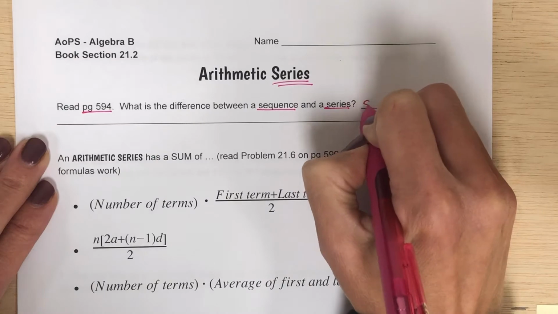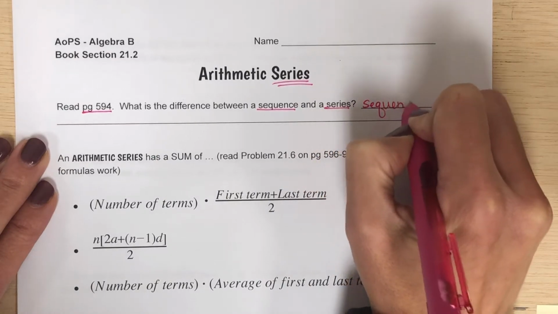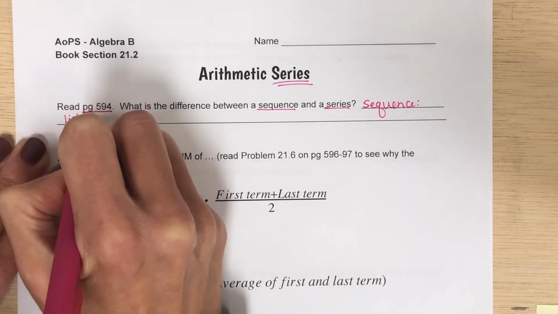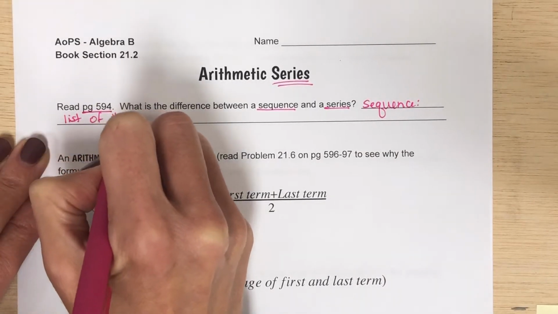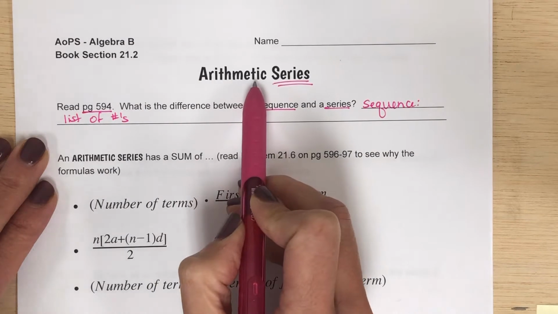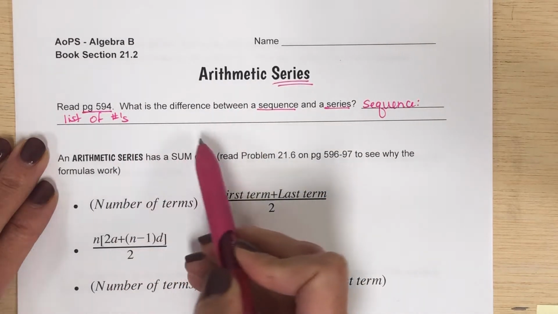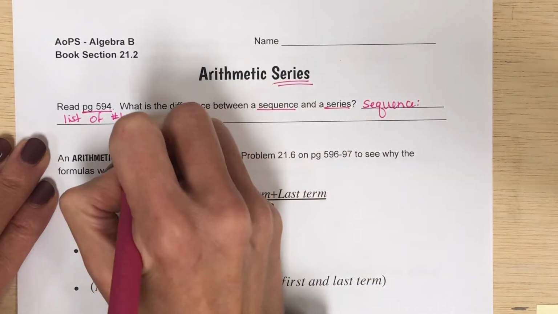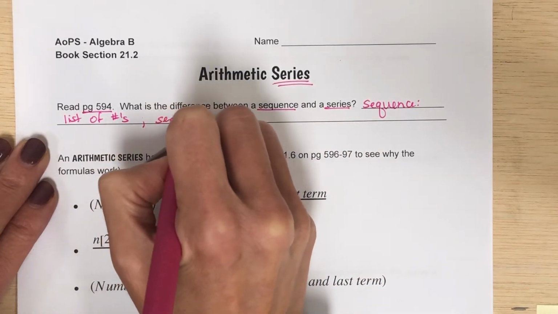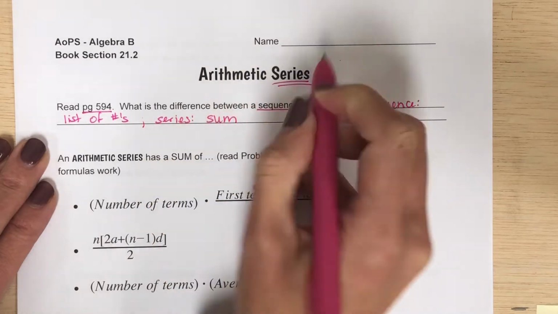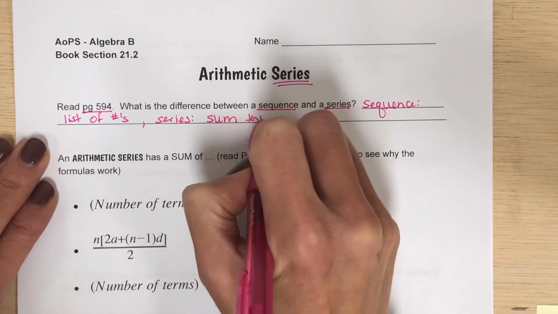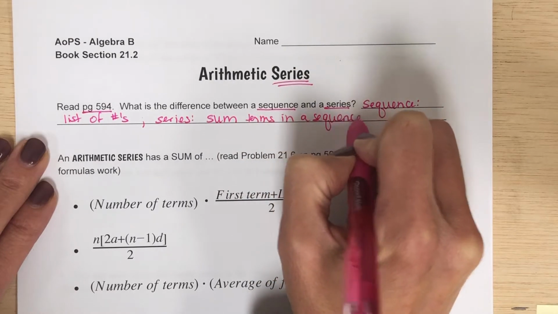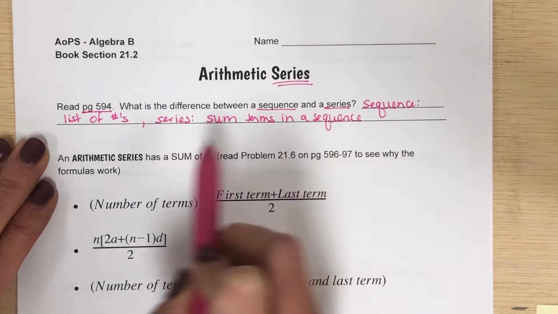All right, so just a reminder, a sequence, what we just did in the previous section, is just a list of numbers. And in this particular case, we're talking about arithmetic sequences, so it's a list of numbers that are being added or subtracted by the same amount each time. And a series is the sum of all of the terms in a sequence. So we're taking all of those terms and we're adding them up.